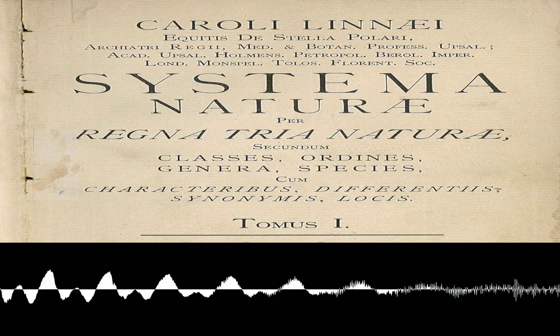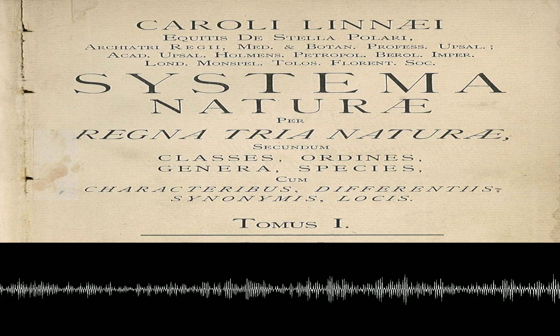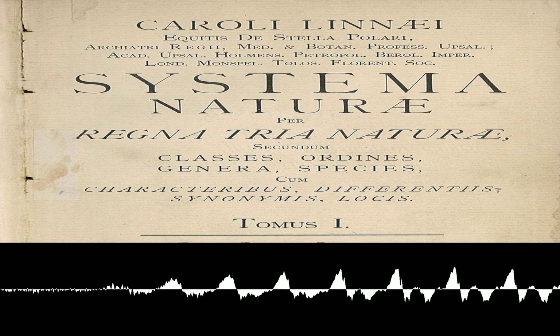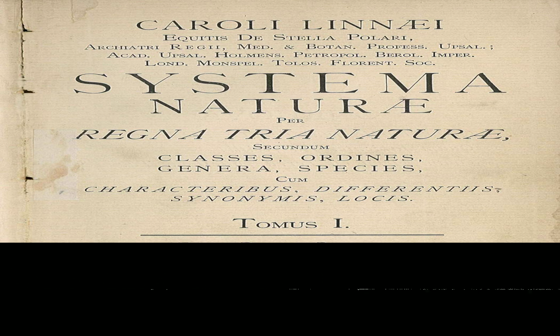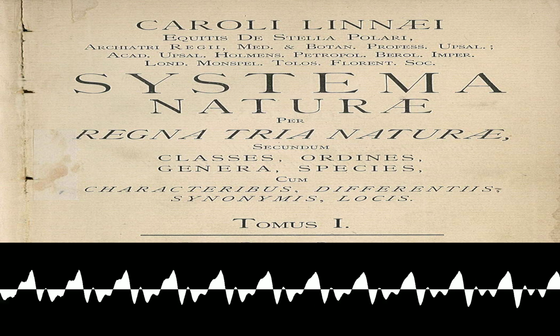1735, Carl Linnaeus' Systema Naturae. The year 1735 marks a pivotal moment in the history of biological understanding. The publication of Carl Linnaeus' Systema Naturae. At the dawn of this groundbreaking work, the natural world observed was a chaotic, unorganized spectacle.